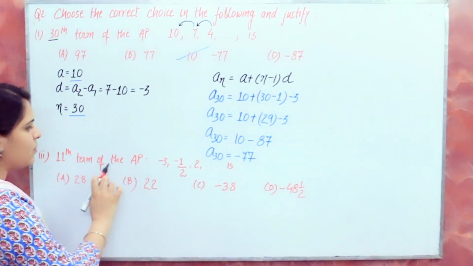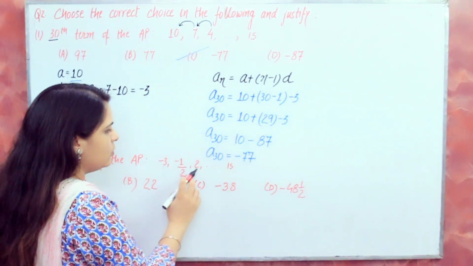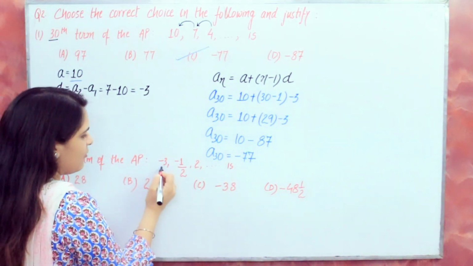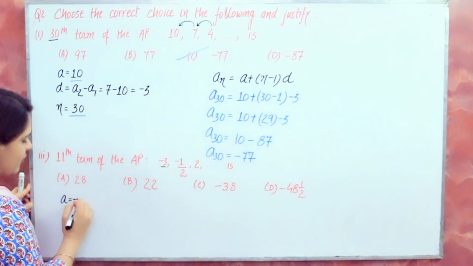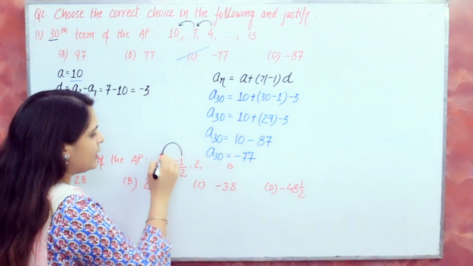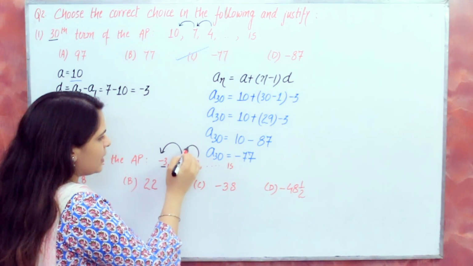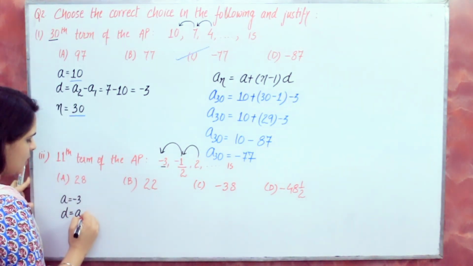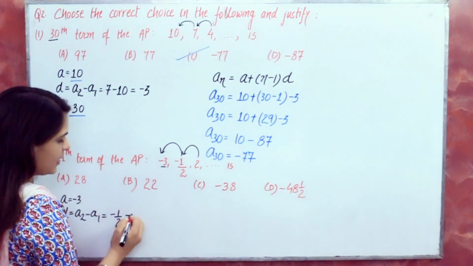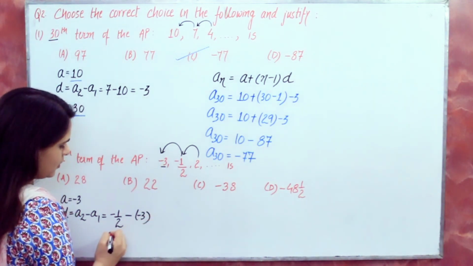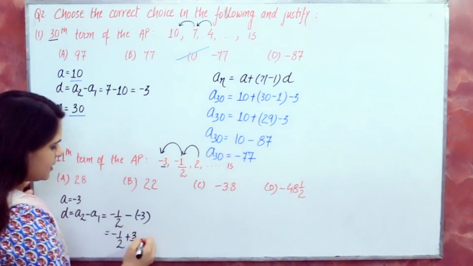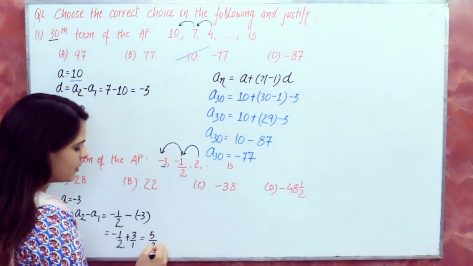Second part, the 11th term of the AP minus 3, minus 1 upon 2, and so on is, and these are the 4 options. You have to find the 11th term. In this AP we have minus 3 is equal to a. This is our first term. And the common difference you can find by using the formula a2 minus a1, or you can do a3 minus a2. a2 minus a1: the value of a2 is 1 upon 2 minus the value of a1, which is minus 3. So it will be minus 2 plus 3. By taking LCM you will get 5 upon 2 as your common difference.